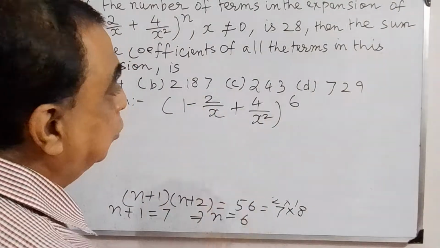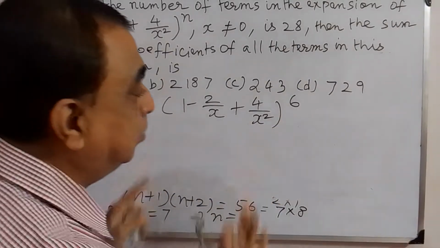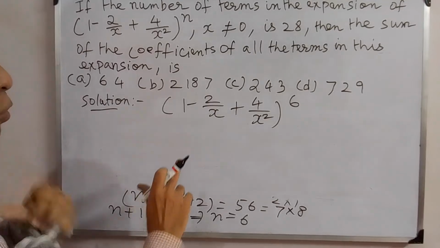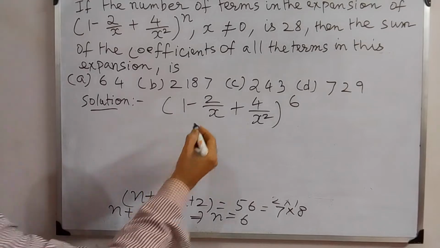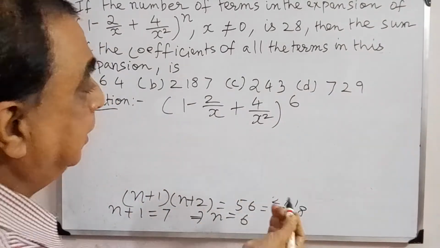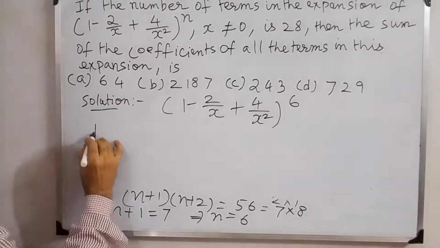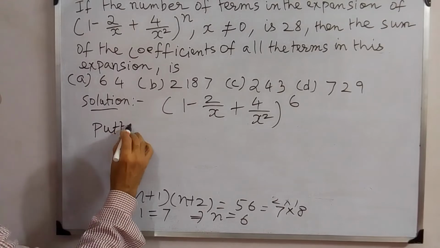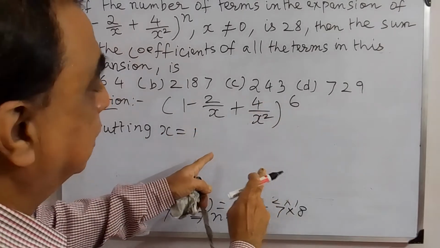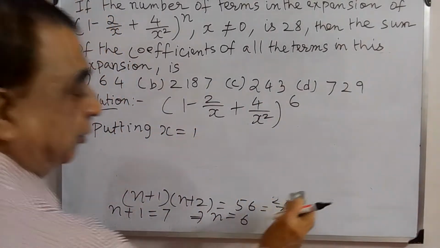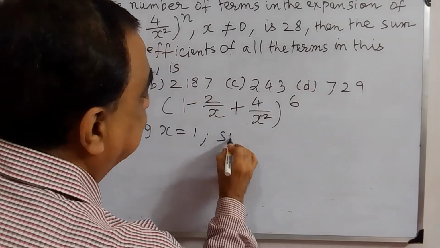Whenever you want to find the sum of the coefficients, that means we have to leave the x term. Here we have to leave just the x, only adding the coefficients. So you will find the sum of the coefficients by putting the value of x equal to 1. Putting x equal to 1 and then solving this expression, you will get the sum of the coefficients.